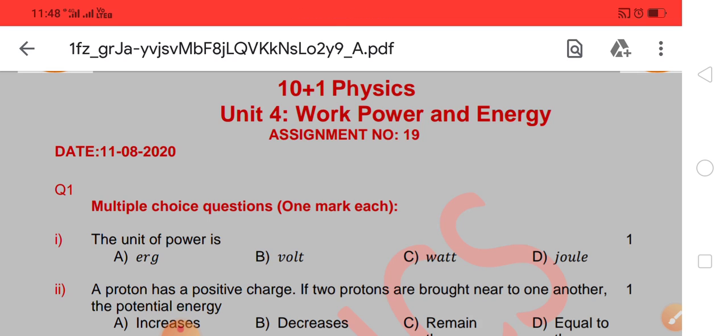First question is, unit of power is. Now what is the unit of power? You have already heard about the term watt. When we say that this bulb is of 10 watt, 20 watt power, it means the unit of power is watt. Erg is the unit of energy, volt is the unit of voltage. So watt is basically the unit of power, joule is again the unit of energy.